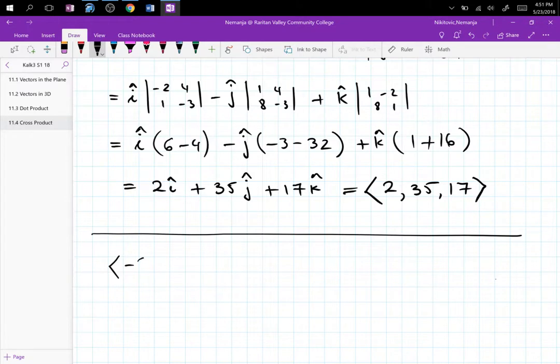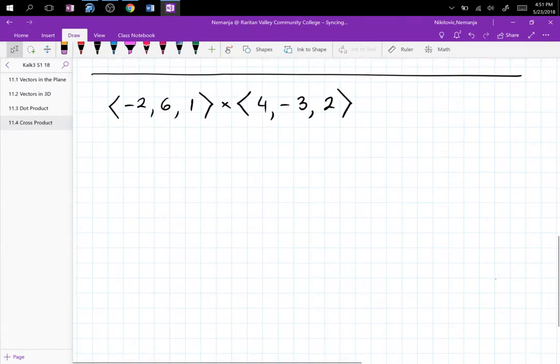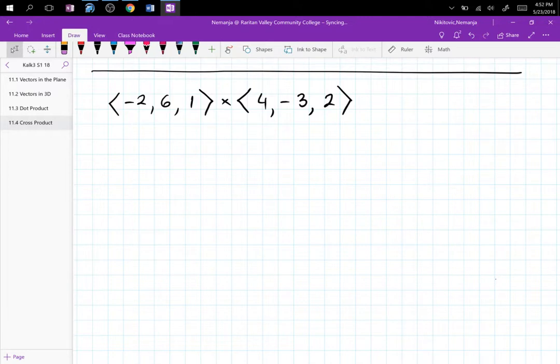So let's have -2, 6, and 1 cross with, I don't know, 4, -3, and 2, whatever. So create a matrix. And solve.